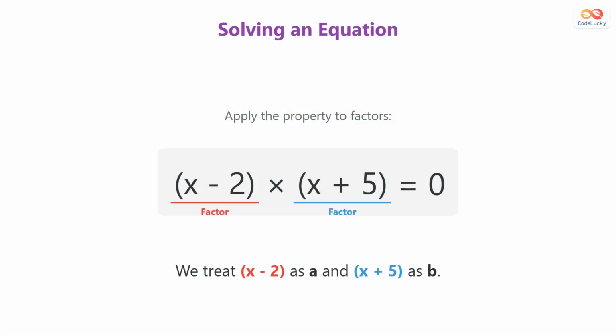Let's see this in action with a real equation. Here we have (x - 2)(x + 5) = 0. Notice we have two groups or factors being multiplied. The first factor is x minus 2, and the second factor is x plus 5. Since their product is 0, the property applies.